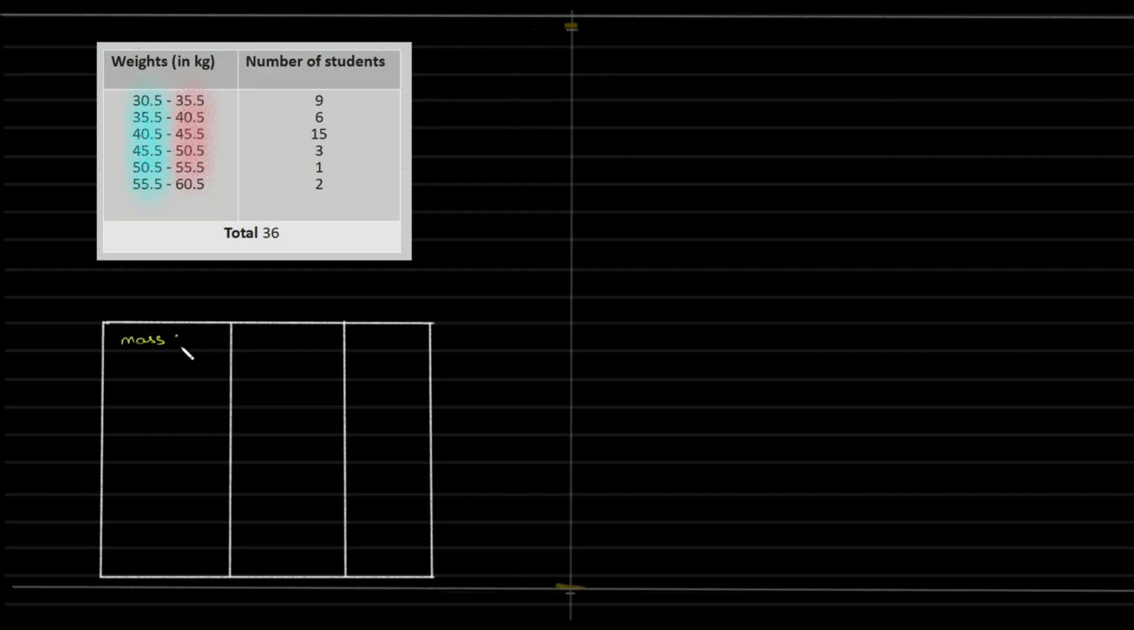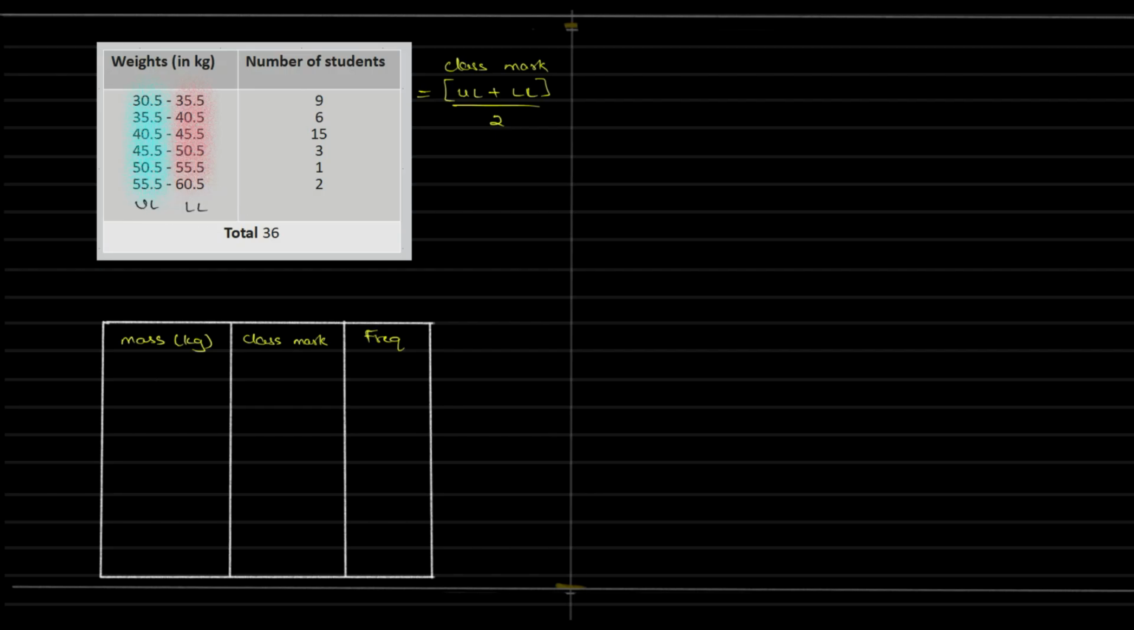Right. Then this is your class mark, and this is your frequency. So how do you calculate class mark? Class mark is the upper limit plus the lower limit divided by 2. So what are your upper limits? These are your upper limits. This is your lower limit.